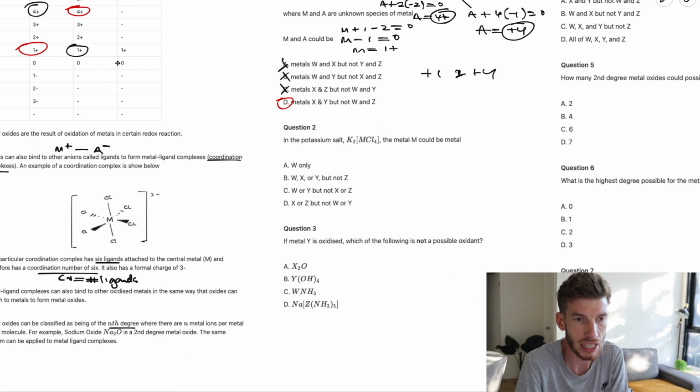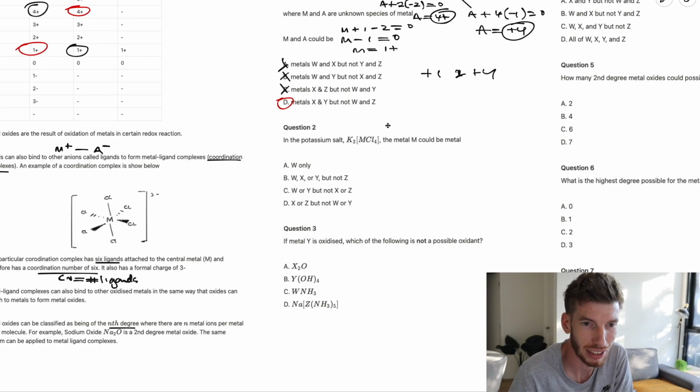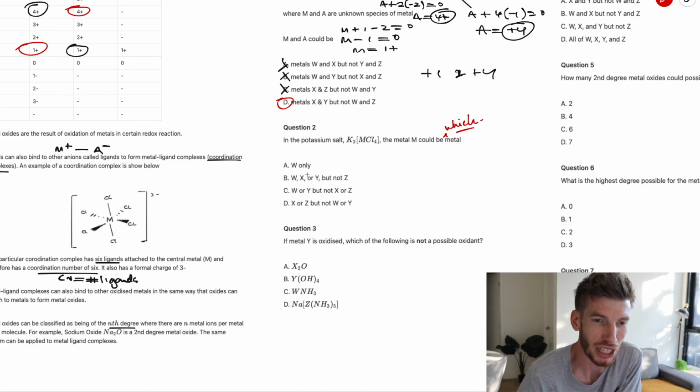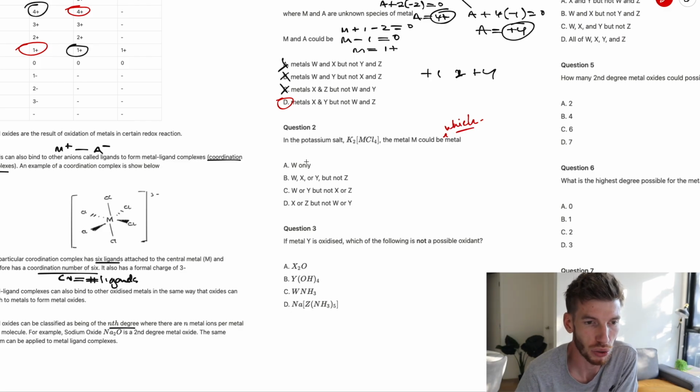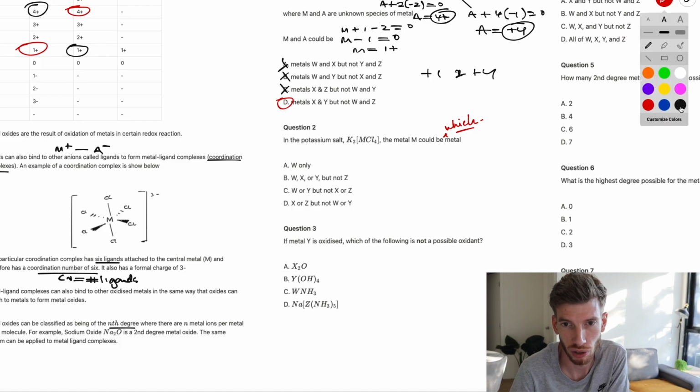So then in the potassium salt K2MCl4, the metal M could be which metal, right? Classic Jesse style here. Little typos because I just seem to not be able to pick those up. So it could be which metal. So obviously there's all combos again. So what I would do in this case is just try to determine which ones it is and then match it to my answer. So I'll first work out the oxidation number, because that worked for me last question.